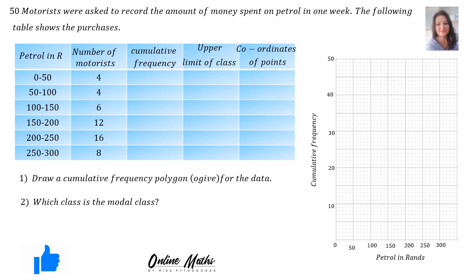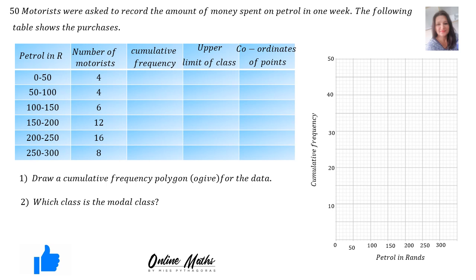Now there's your table. Petrol in rand, 0 to 50, 50 to 100, 100 to 150, etc. The number of motorists in that column you find 4, 4, 6, 12, 16 and 8. Now the question is, draw a cumulative frequency polygon or ogive for the data.